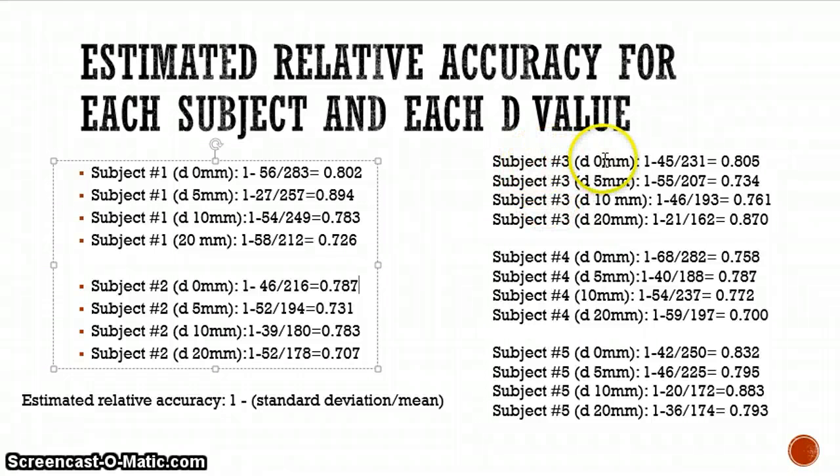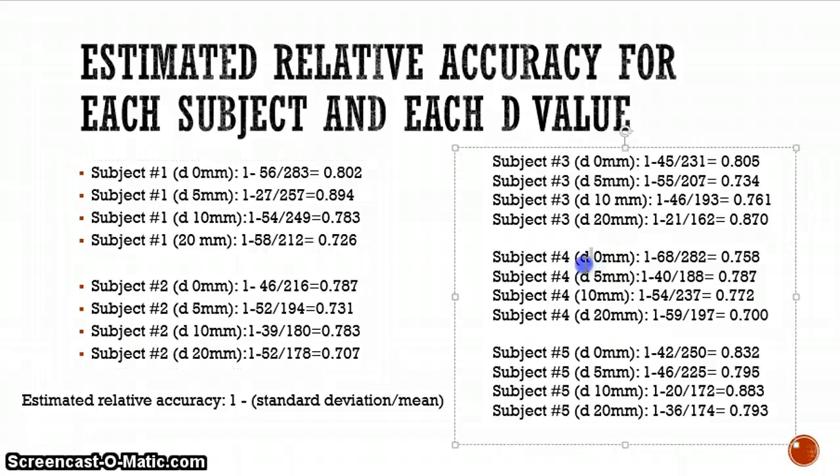For subject number 3, D at 0 millimeters is 0.805. That's my estimated relative accuracy, ERA for short. At D = 5 millimeters it is 0.734. At D = 10 millimeters it is 0.761. At D = 20 millimeters it is 0.870.